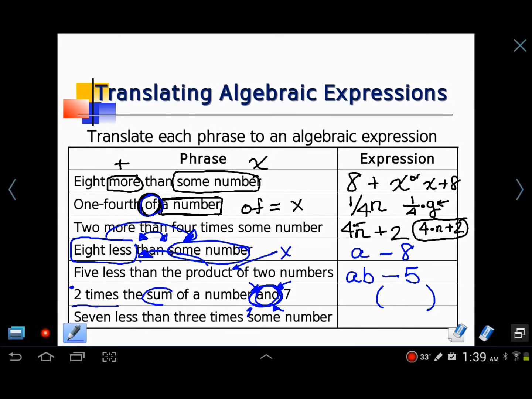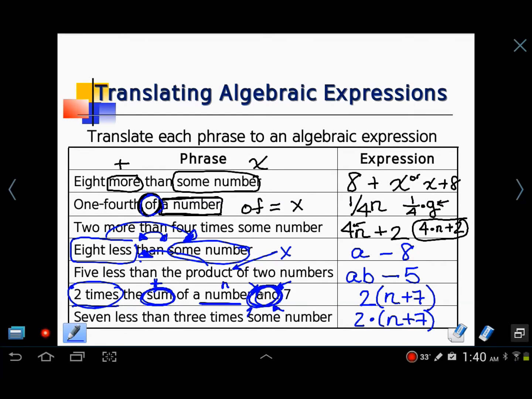The word sum stands for adding. It's the answer to an addition problem. A number, we don't know what that is, so we'll just say it's n. So the sum of a number and 7 would be n plus 7. And then it says here, 2 times that sum. So I'm going to put a 2 right up against it. I could also write this if I wanted to: 2 times, and then parentheses, n plus 7.